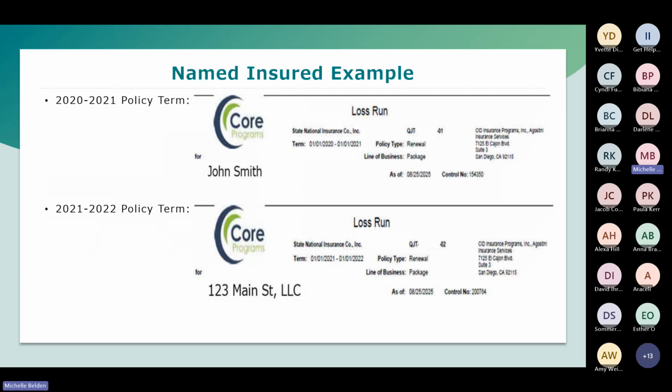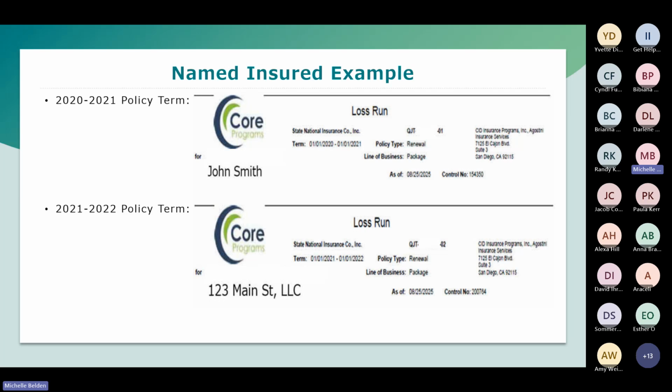All right, and then I'm going to do an example of a named insured. For this example, we are going to talk about how this named insured went from John Smith on the 2020 to 2021 policy term to 123 Main Street LLC on the 21 to 22 policy term. When we see different named insureds on the loss runs, that makes us question things like, is this for the right account? Why did they have a name change?